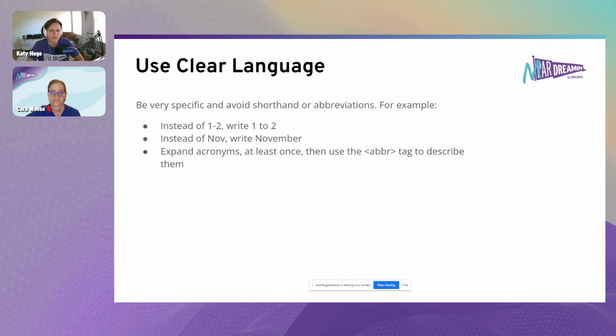I want to make sure we use clear language. And what do I mean by that? Instead of using a numeral like 1-2, write out the words. It's easier when the reader reads it. Instead of abbreviating November, write out the word November. Expand acronyms at least once when writing copy, right? And then use the ABBR tag to abbreviate or describe them. An example would be if you're writing an article about ARIA, explain that ARIA is an acronym for Accessible Rich Internet Applications.